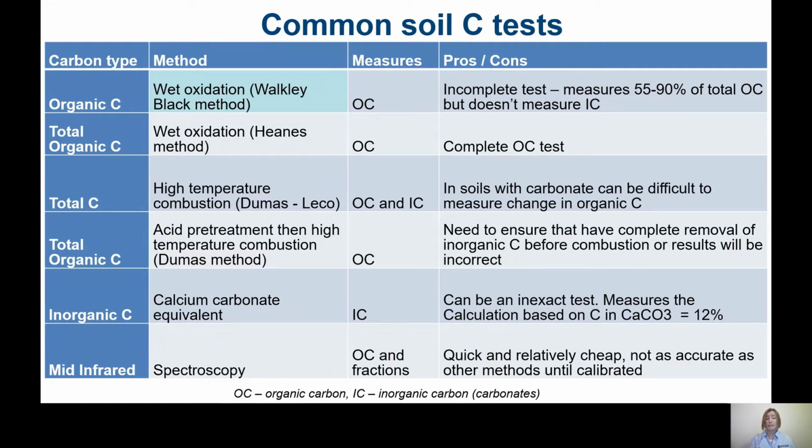The other test of interest is the mid-infrared spectroscopy. It is becoming more and more popular. Lots more labs, the commercial labs, are offering it. It's relatively cheap, but it's not as accurate as the other methods that we're speaking about. And it does rely on having a very well calibrated data set. The bonus about this, when we get more samples through, is that you will be able to get your fractions. So that particulate and humic fraction, you'll start to understand how much they comprise in your soils.